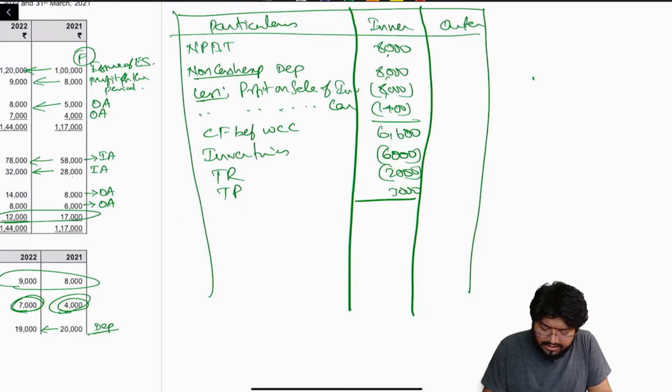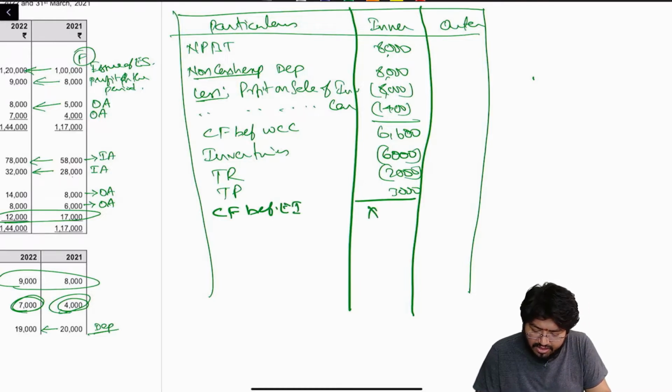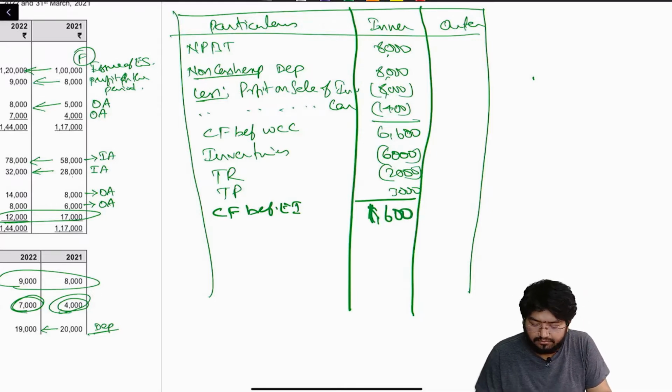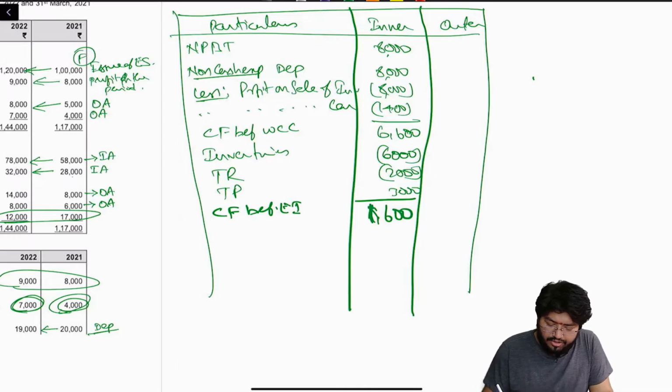So at this juncture, what you get is cash flow before extraordinary items. You don't have any extraordinary items. Please tell me what is the balance here. So it's going to be 1,600 if I am not wrong. Correct? Yes, sir. Then you have taxes paid.